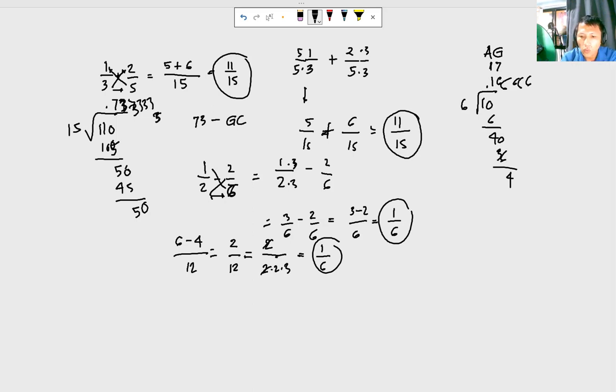Okay? 0.17. Maybe I'll use my calculator for checking. So what is this? 1 half minus 2 all over 6. So 1 all over 6, and then 0.167. So again, for checking only.